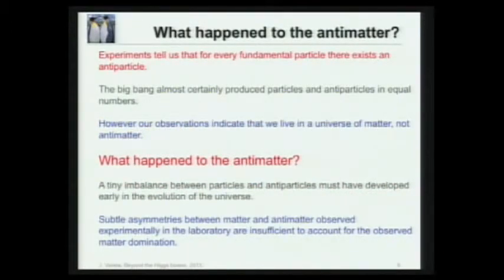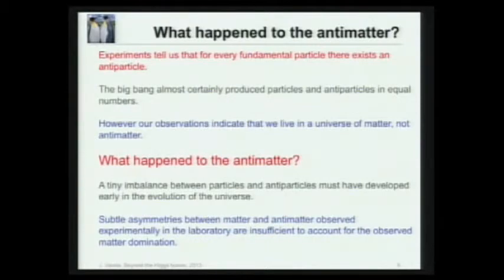Now, what happened? So I mentioned the problem of the antimatter. What happened to the antimatter? So we know that we have this symmetry: for every fundamental particle that exists, an antiparticle. At the Big Bang, if this symmetry is fundamental, when the matter was created, certainly an equal number of particles and antiparticles was produced. So what happened to the antimatter that was produced in the Big Bang?